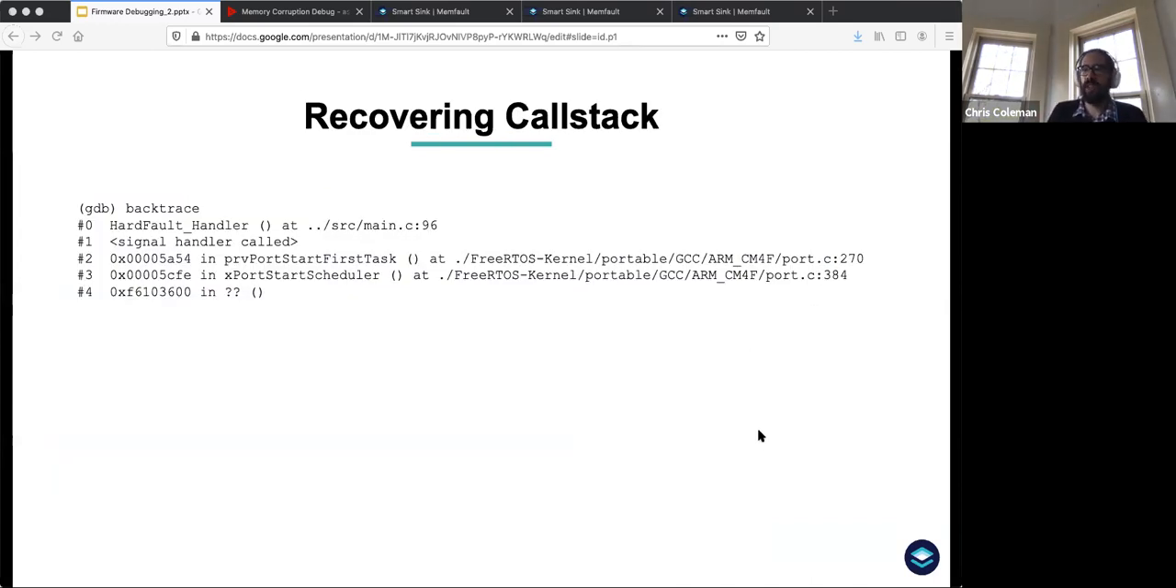So maybe you've seen something like this before. You hit a hard fault handler, and in your debugger, you type backtrace, and you see something that is completely nonsensical or not very useful. There's two reasons this usually happens.